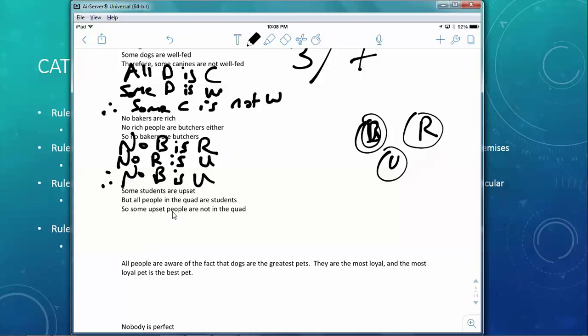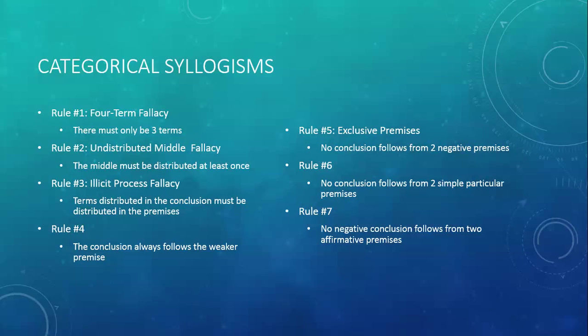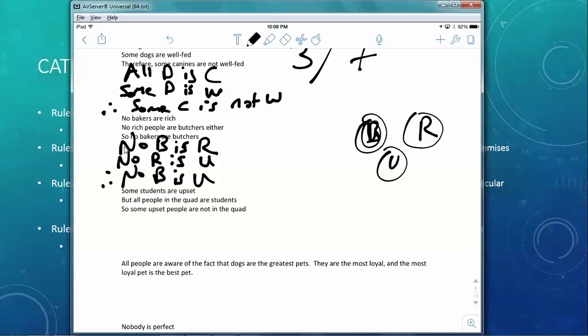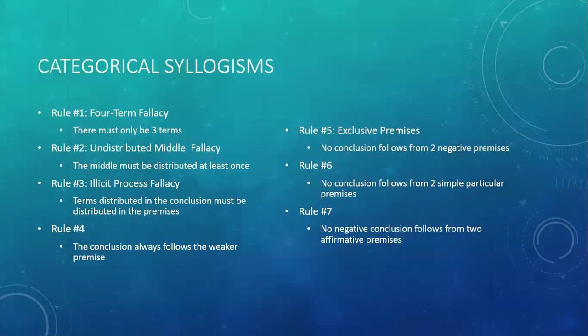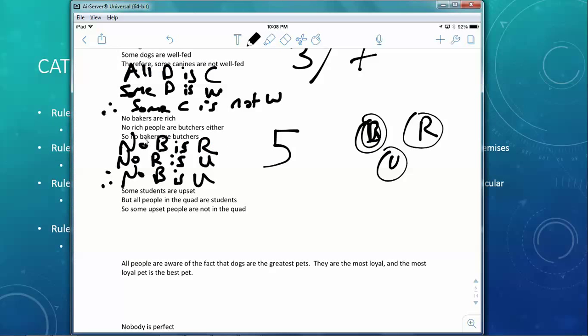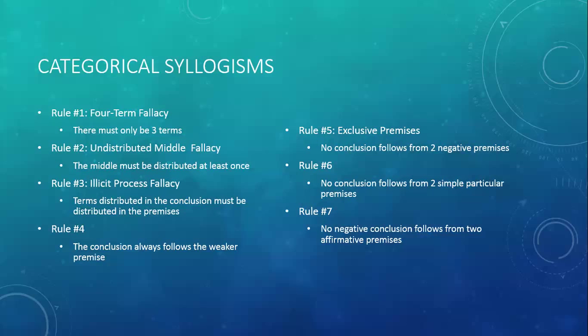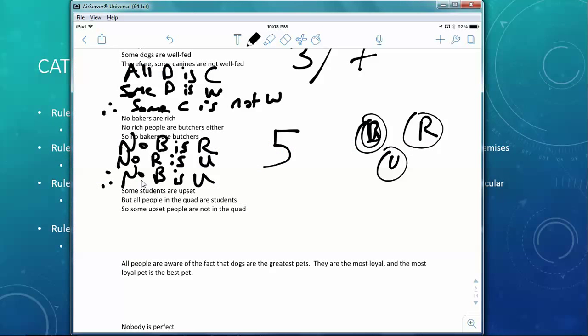The conclusion always follows the weaker premise. I have a no here, and I have a no here. Fine. No conclusion follows from two negative premises, and that's the problem right here. Rule number 6 is no conclusion follows from two simple particulars. There are no some's, so I'm okay. And finally, no negative conclusion follows from two affirmative premises. That's not a problem because I have two negative premises. So rule number 5.